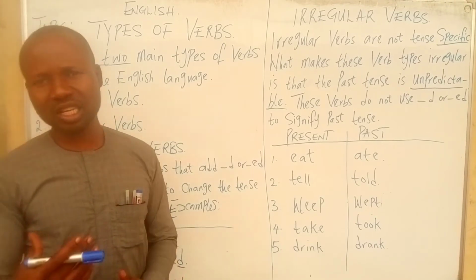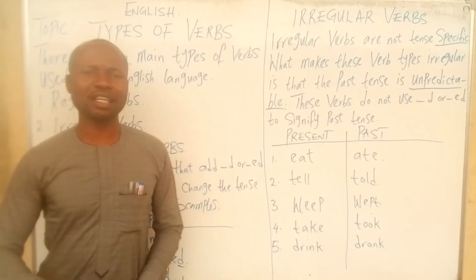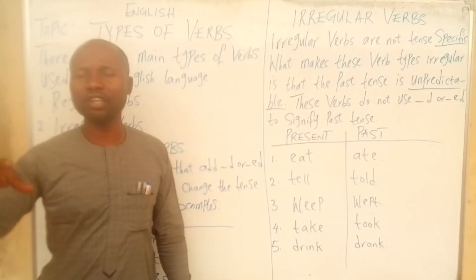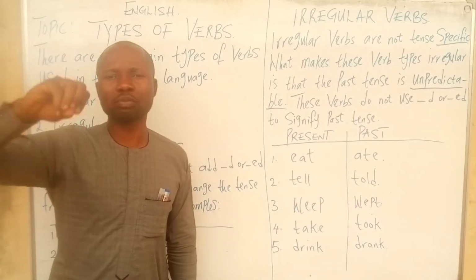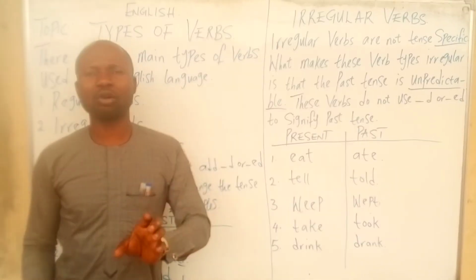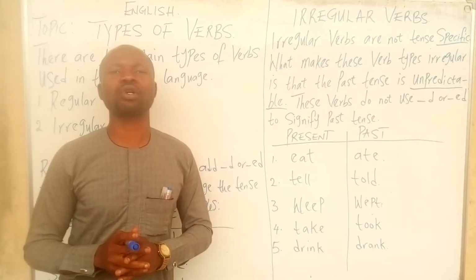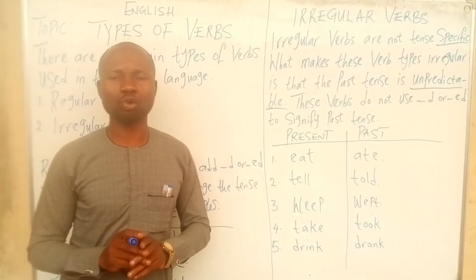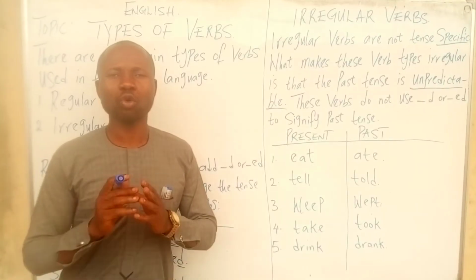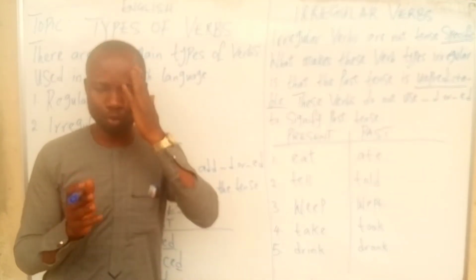Now in my next video, I'm going to be talking about forms of verbs. In that one, I will give you the 5 forms of verbs, and I will also give you the only verb that has 8 forms, which is what? Be. There is no other verb that has more than 5 forms. It's only be that has 8 forms. The rest, whether regular or irregular, have 5 forms.